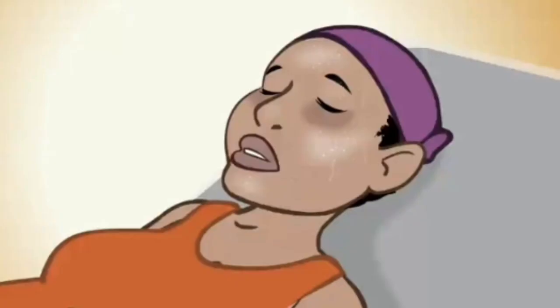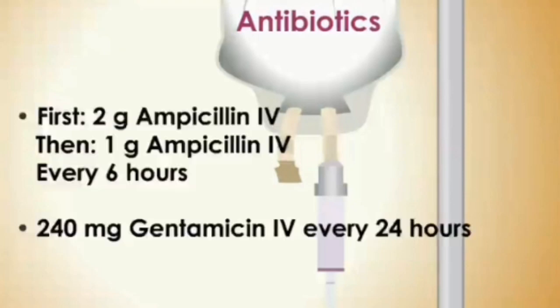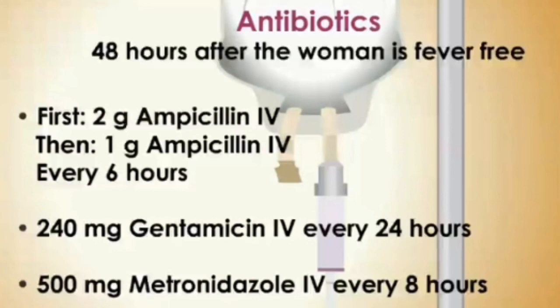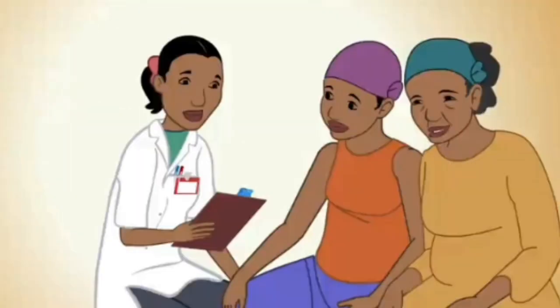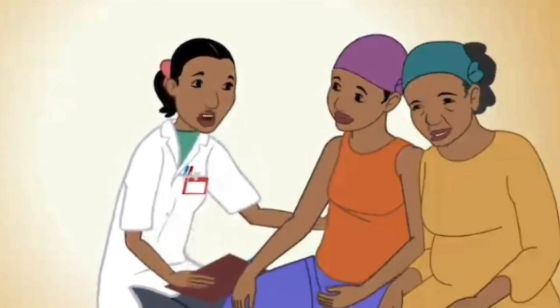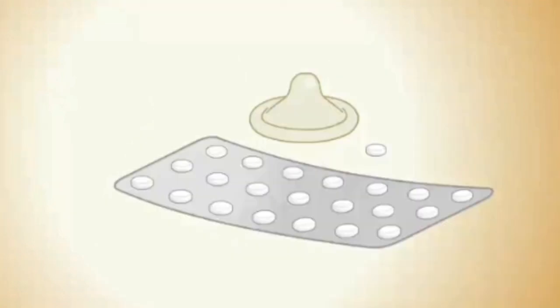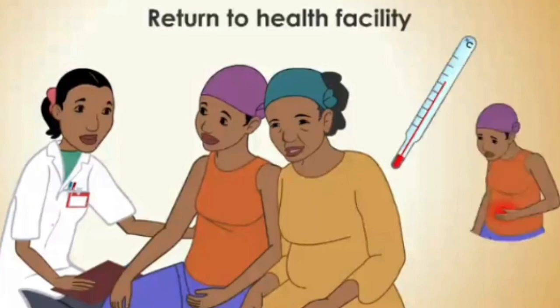9. At septic abortion, continue intravenous antibiotics, ampicillin, gentamicin, and metronidazole for 48 hours after the woman is fever-free. Following, give oral antibiotics. Counseling and testing for HIV and other sexually transmitted diseases should be part of post-abortion care. Before discharge, post-abortion care includes advice about and provision of family planning to prevent future unwanted pregnancies. Ask the woman to come back if there's fever, persistent pain, or excessive bleeding.